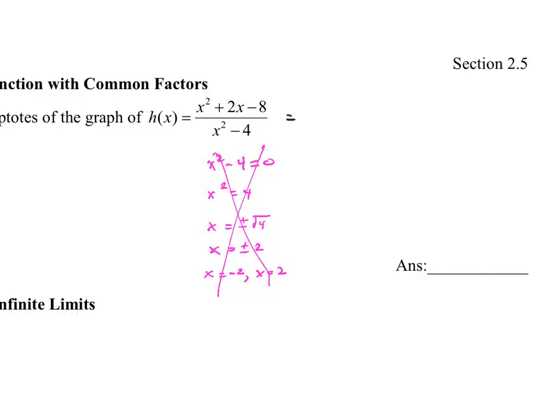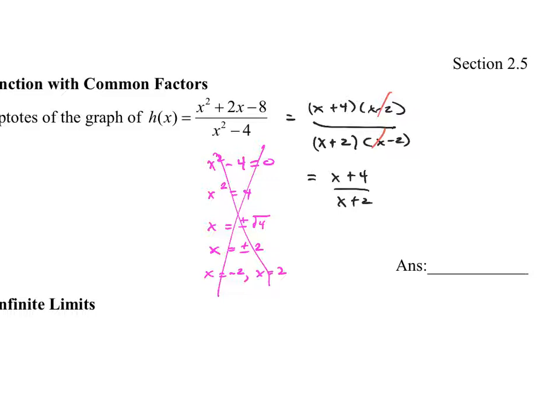So on top we want to try to factor it. We need two numbers that multiply to be negative 8 and add to be 2. I'm getting x plus 4 and x minus 2. Please check my factoring real quick. And on the bottom, it's a difference of squares. X squared minus 4 factors into x plus 2 and x minus 2. Notice now that we can simplify the factors of x minus 2, and we're left with the rational function x plus 4 over x plus 2.